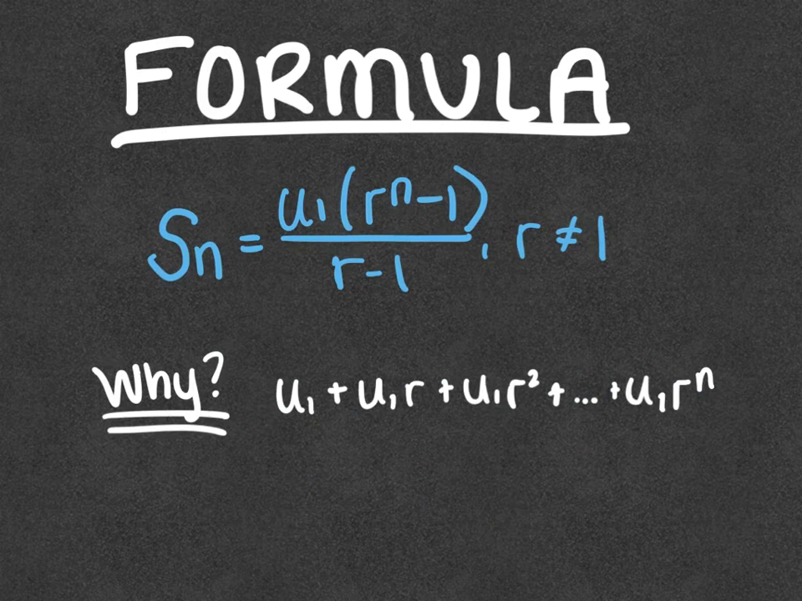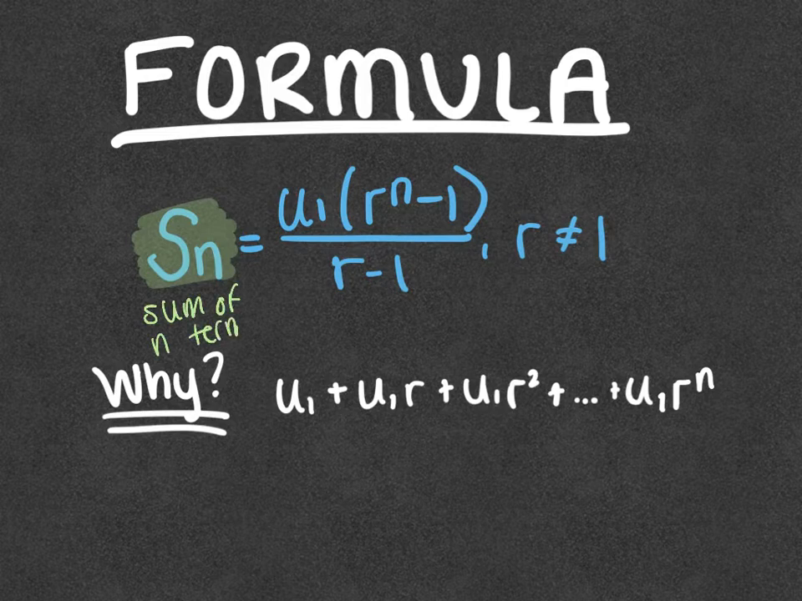For geometric series, let's just dive right into the formula. So S sub n represents the sum of n terms, just like it does for an arithmetic series. So the sum of n terms. And then in here, n would be the number of terms we're finding the sum of. U1 is our first term. And then r is our common ratio, which we talked about when we did geometric sequences.